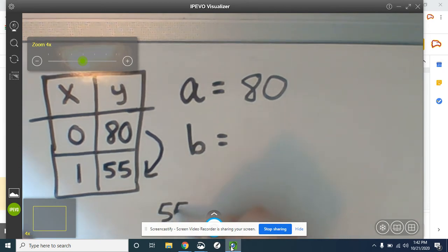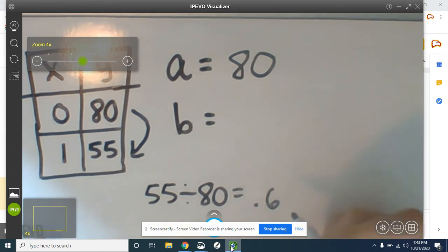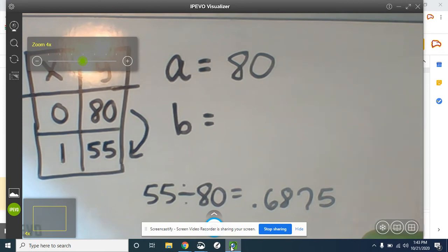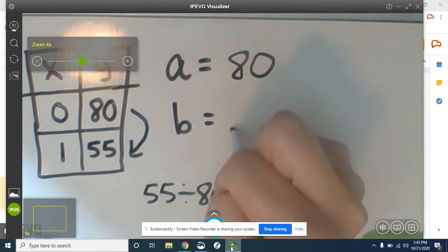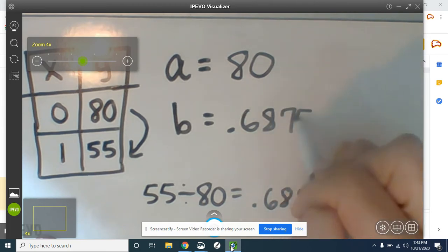So we're going to do 55 divided by 80. I just used my calculator, nothing fancy, and I got 0.6875. So that is what we're going to be multiplying by to get to that number. Now, because we did it from the table and we weren't given the percent of increase or decrease, then we do not need to add or subtract it from 1. This is the decay factor, and we can check it.